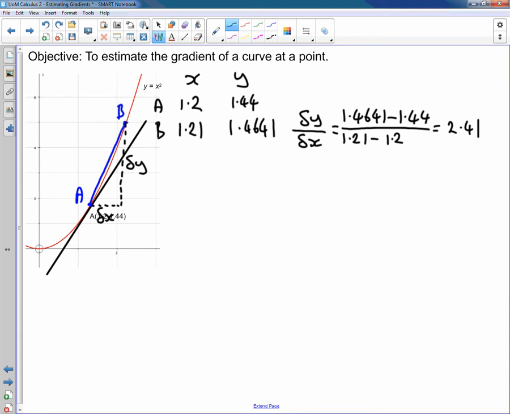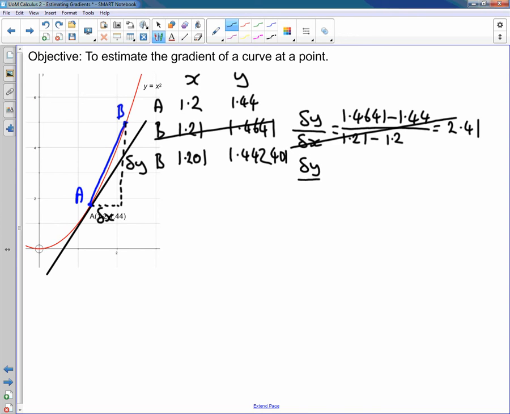Well, that's really very close, isn't it? We saw a moment ago that the gradient was actually 2.4. So 2.41 is pretty close. But I reckon we can get closer without a significant amount of extra work. So let's scrub B being there, and instead say that B is even closer to A. Let's say it's at 1.201, which means y is going to be at 1.442401.